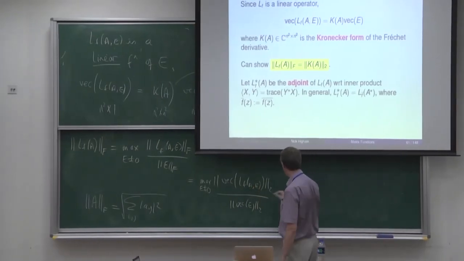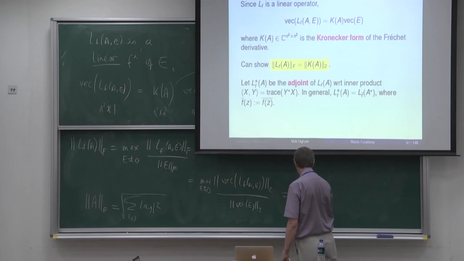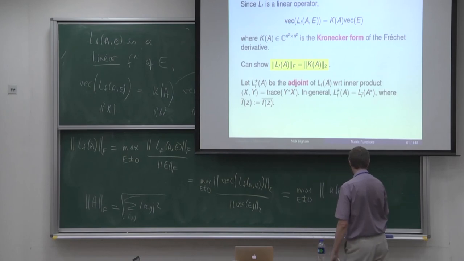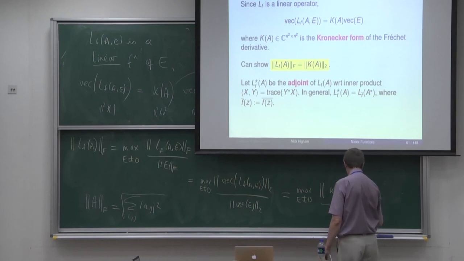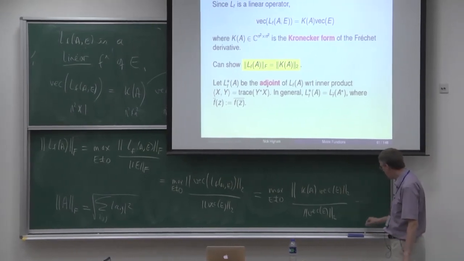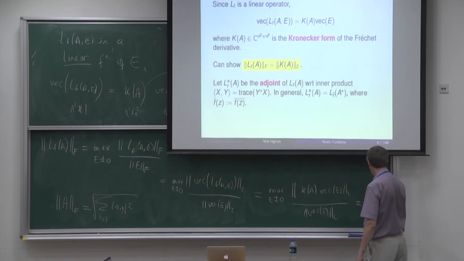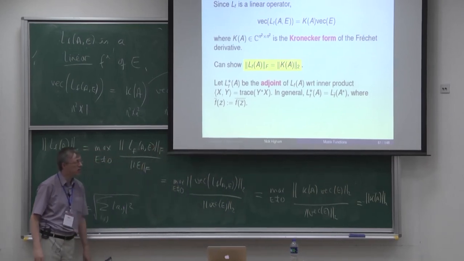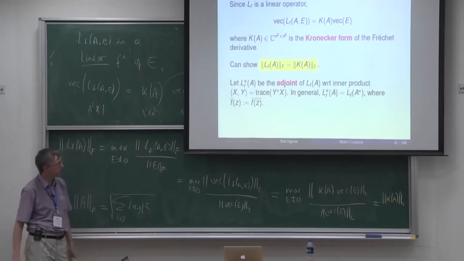And then I can use the Kronecker form in the numerator. So I get K of A times Vec of E. And that last line used the result at the top of the slide. And then this is just the definition of the 2 norm of K of A, because Vec E is a completely arbitrary vector, as E is arbitrary. Okay, so that's the 2 norm of K of A.